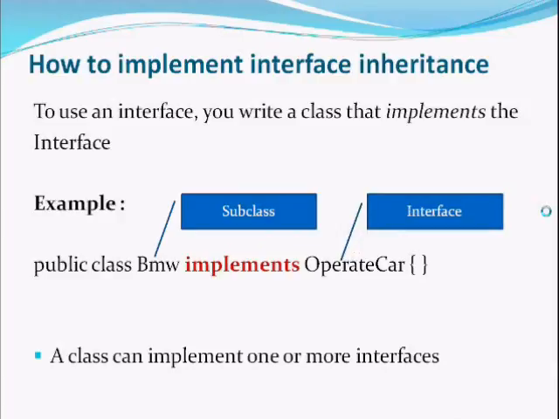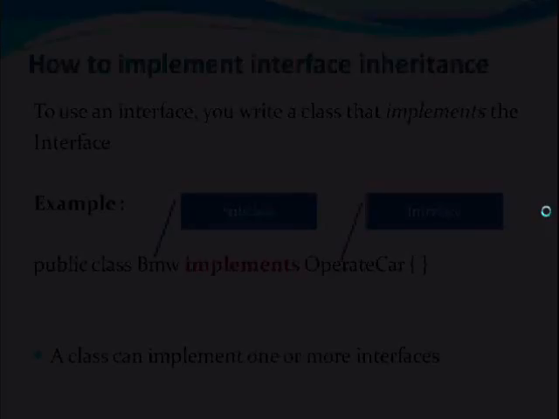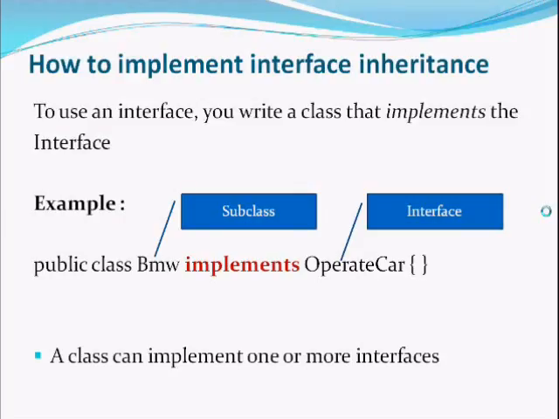To use an interface, you write a class that implements the interface. When an instantiable class implements an interface, it provides a method body for each of the methods declared in the interface. In Java, it uses the keyword implements to inherit interfaces. However, a class can implement one or more interfaces. This has made Java get around the impossibility of multiple inheritance.